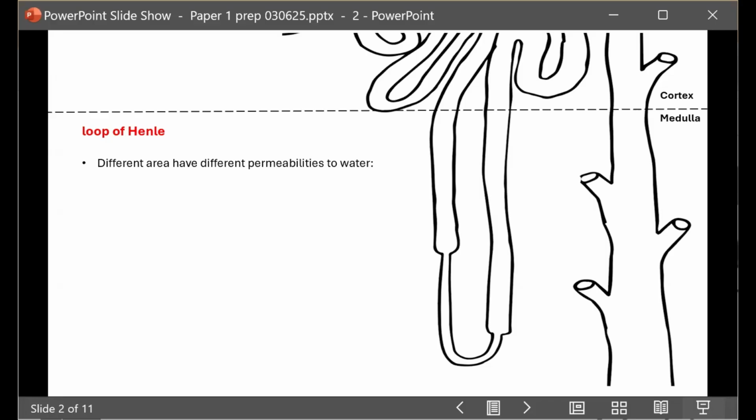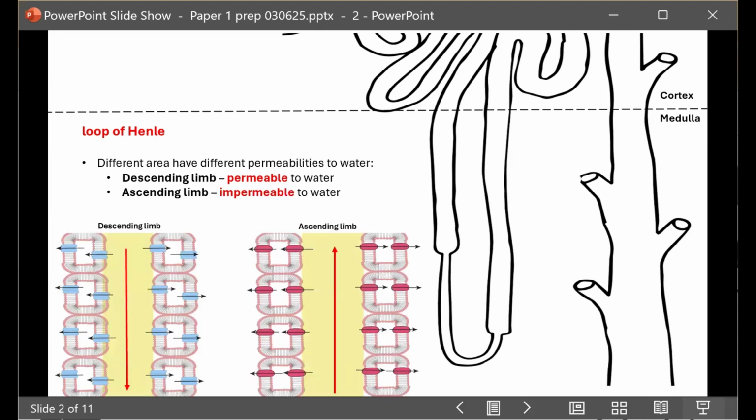So the only way we can get things to move across is by having the right type of channels in there. The fact that we've got different areas with different permeabilities means that you have your descending limb permeable to water, so they've got aquaporins, and your ascending limb impermeable to water, so they do not have the aquaporins. They don't have the channels to allow the water to move across. So we know that water can move across the partially permeable membrane by osmosis, that net movement. So you've got to keep that in your head.